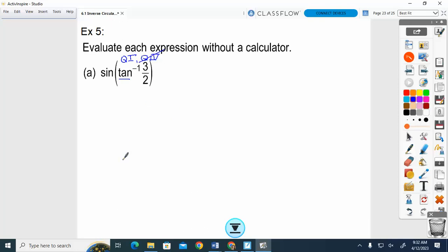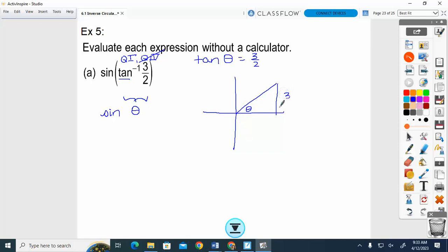Quadrant 1. The purpose of an inverse, when we're solving these, we're finding an angle. So this tangent inverse of 3/2 is just some angle. What we need to do is find sine of that angle. So let's draw our triangle in quadrant 1. That tangent inverse of 3/2 means tangent of some angle equals 3 over 2. So we can set up our triangle: opposite over adjacent. Can you find your missing side now?